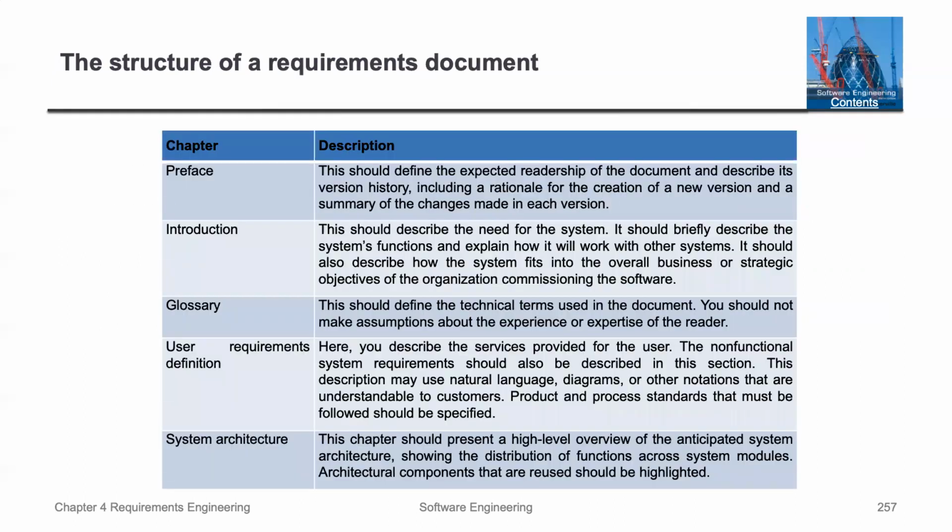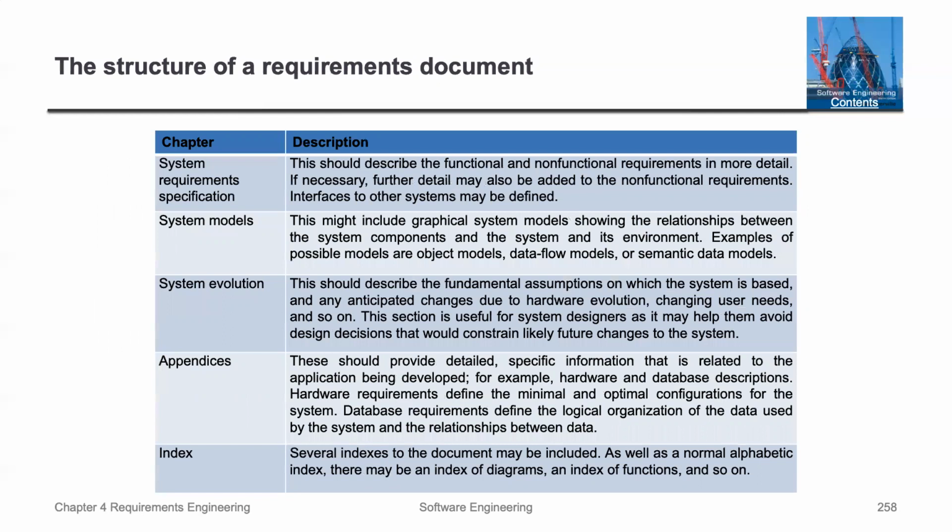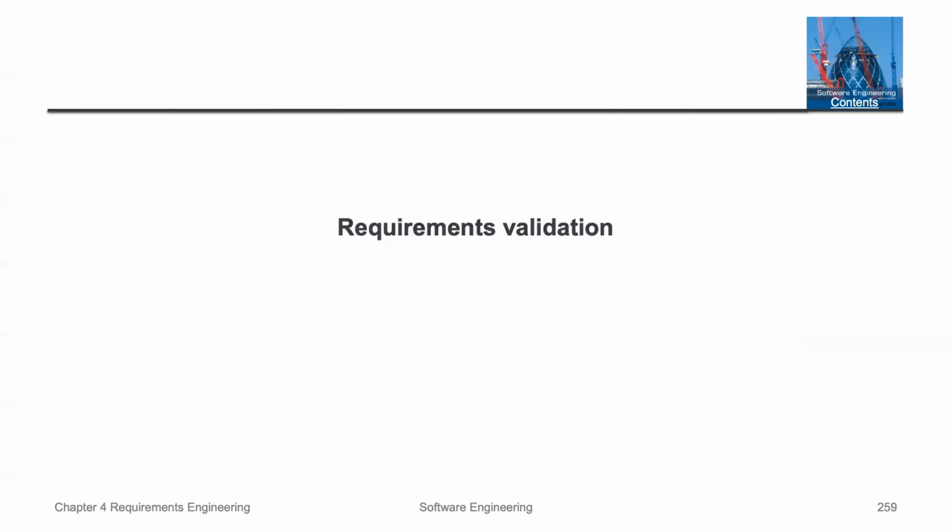So here's an example of the structure of what you would see in a requirements document: a preface, an introduction, a glossary, user requirement definitions, system architecture, system requirement specifications, system models, system evolution, appendices, and index. So maybe not too surprising there. Some of these sections, even though it's just one thing here, could be fairly long, but you will have a standard structure to a requirements document.